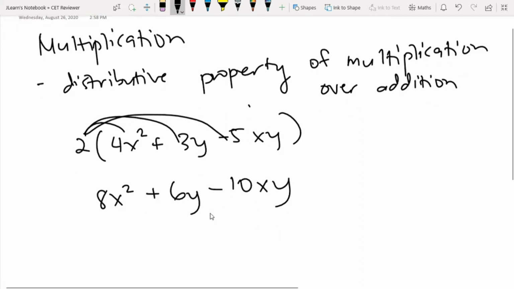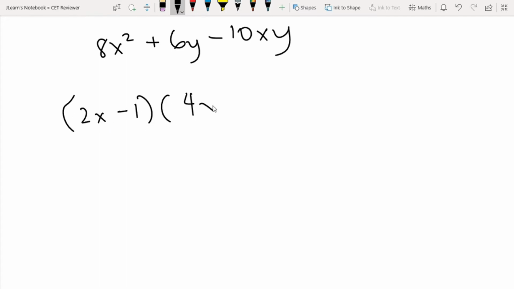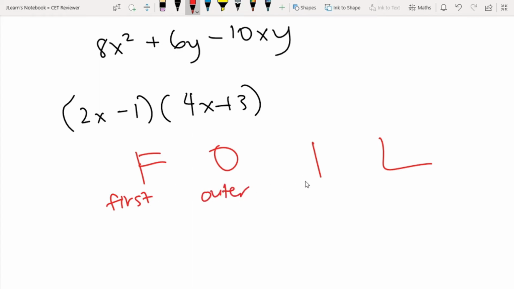Next is, what if we are multiplying not just a monomial by a polynomial, but a binomial by a binomial? So, for example, you have 2x minus 1 times 4x plus 3. Here, we will use the most popular method called FOIL. F stands for first, O stands for outer, I stands for inner, L stands for last. So, how does that work?